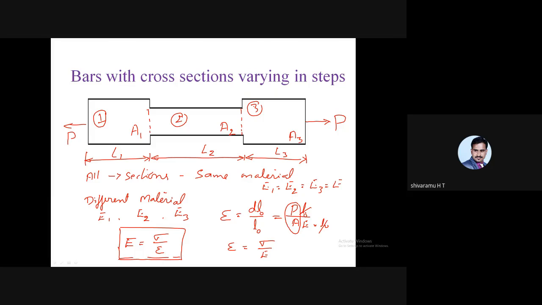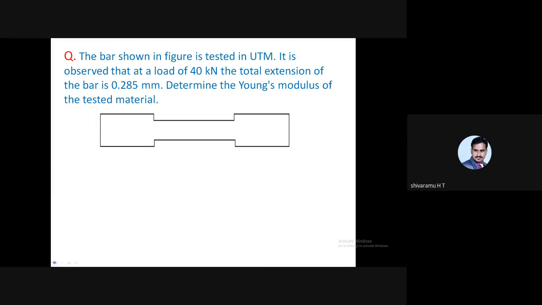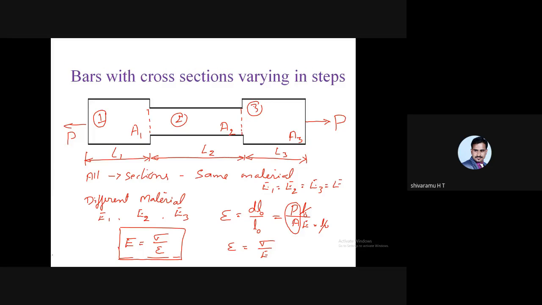E is the Young's modulus of the material. So you can easily write for the different materials. So we can write like this: sigma 1 will be equal to P1 divided by A1 if it is a different material. Sigma 2 will be equal to P2 divided by A2, and sigma 3 will be P3 divided by A3.